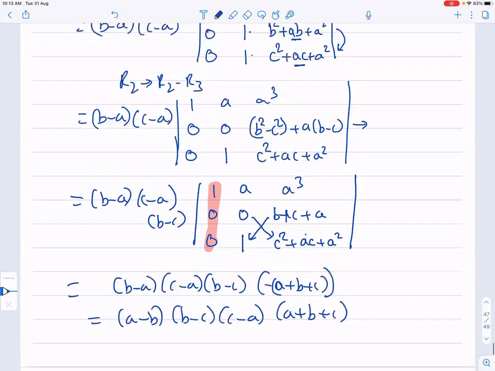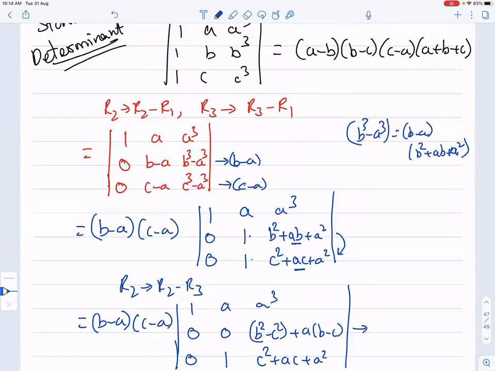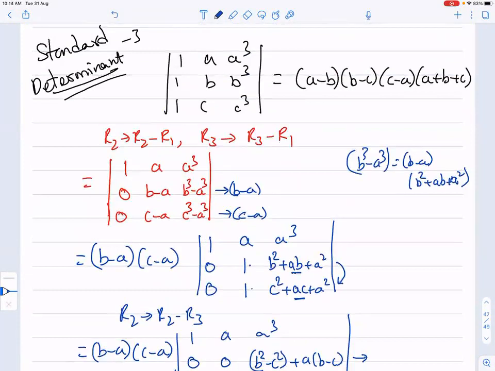Yes. We can directly expand also after the first step. After taking B minus A, C minus A common, you can directly expand also, and factorize whatever you get. That is also a method. Right.